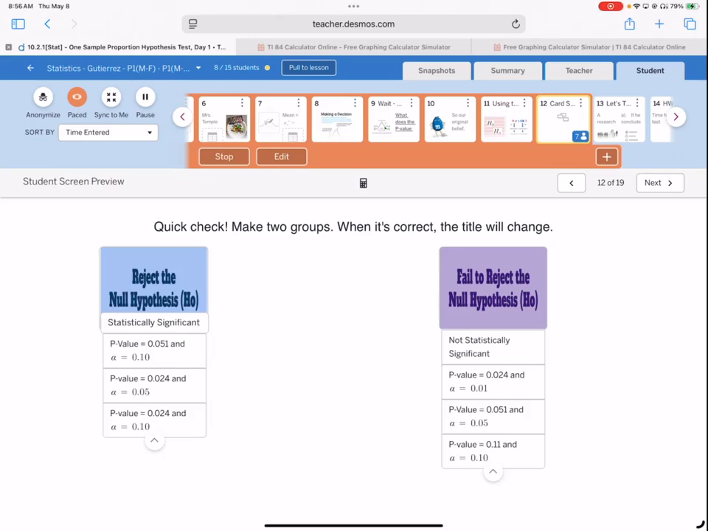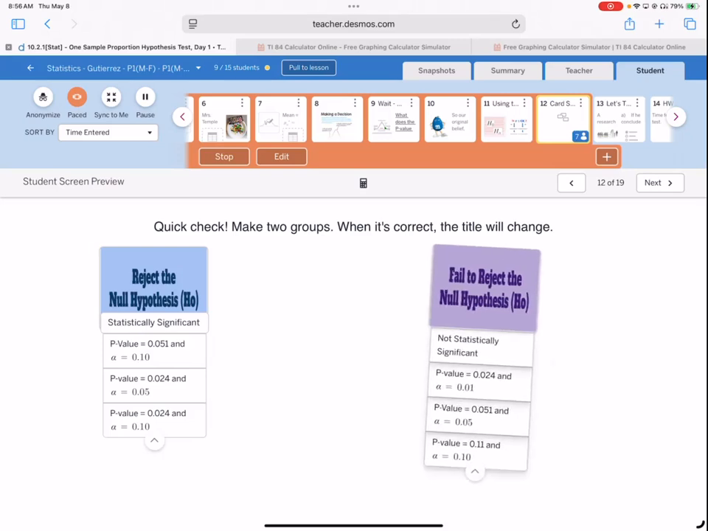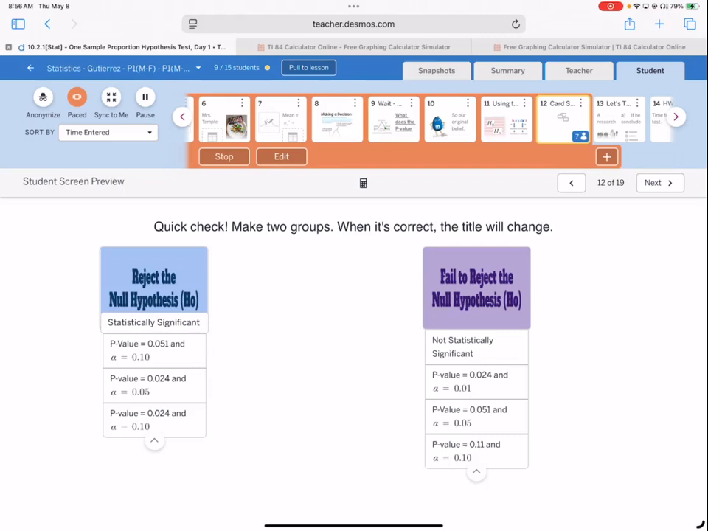Hey. Why is it not changing? I don't have time.